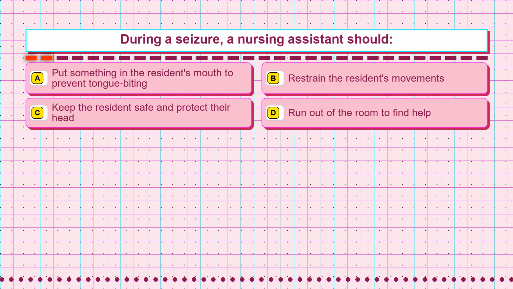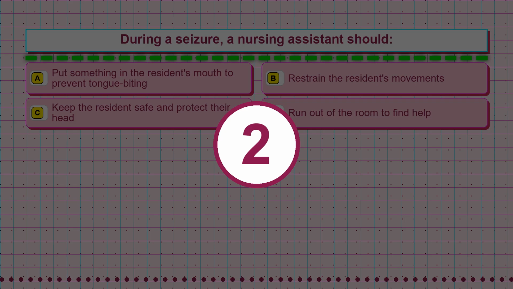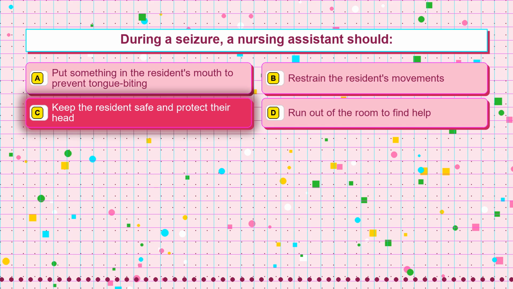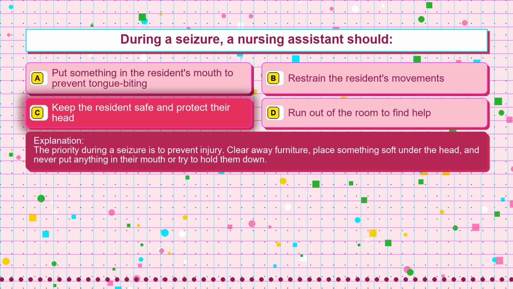Question 52. During a seizure, a nursing assistant should: Option A, put something in the resident's mouth to prevent tongue biting. Option B, restrain the resident's movements. Option C, keep the resident safe and protect their head. Option D, run out of the room to find help. The correct answer is option C, keep the resident safe and protect their head. The priority during a seizure is to prevent injury. Clear away furniture, place something soft under the head, and never put anything in their mouth or try to hold them down.